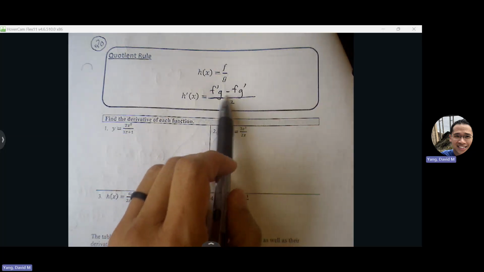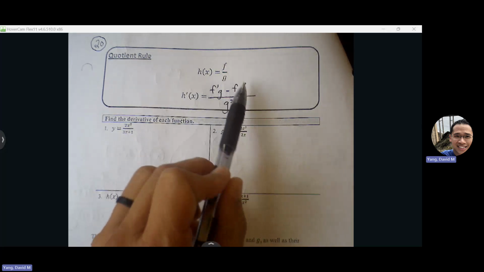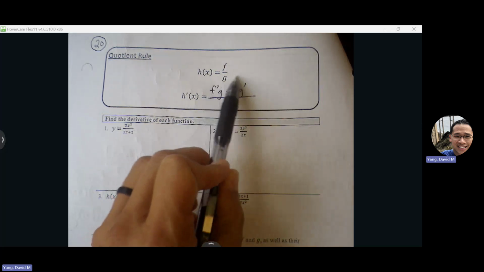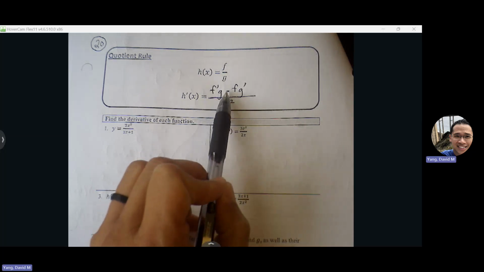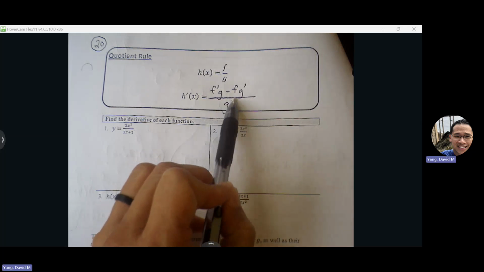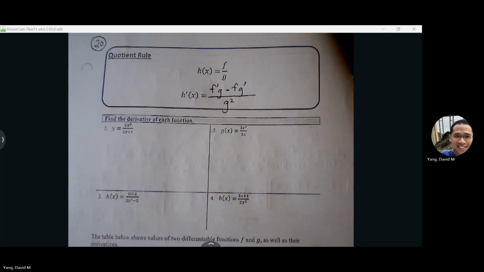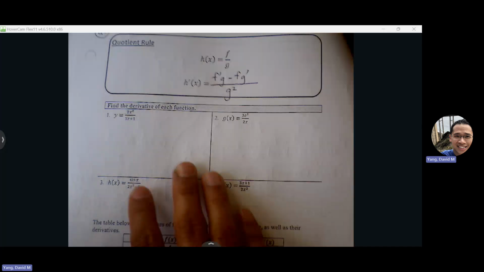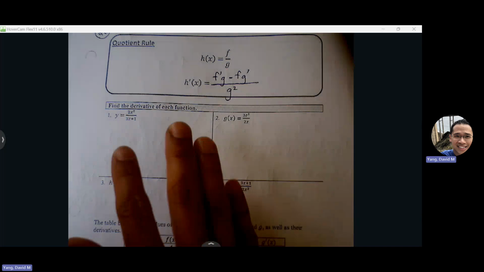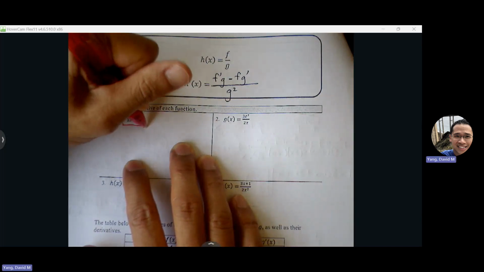So if you have product rule's definition memorized, then you're just really using the same pattern for quotient rule. Just make sure you put a minus, and don't forget there's a denominator g squared. All right, so number one, 2x squared over 3x plus 1. The numerator I'm going to assign as my f, and the denominator I'm going to assign as my g.